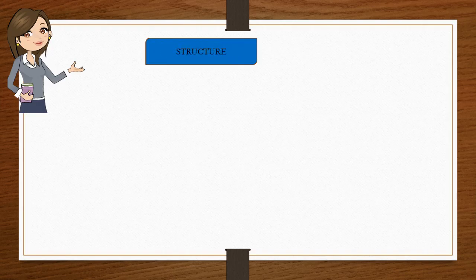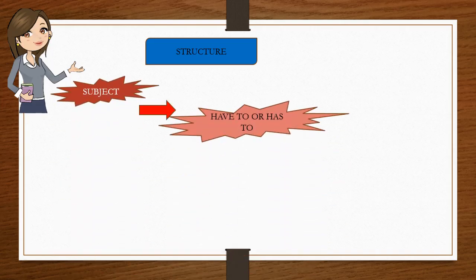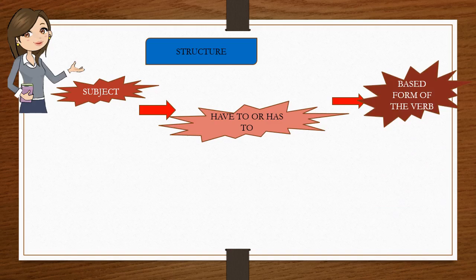Let's see the structures that I talked to you about in the beginning. So now let's see the structure. It is subject plus have to if it is any other personal pronoun, or has to if it is the third person singular, plus the base form of the verb.